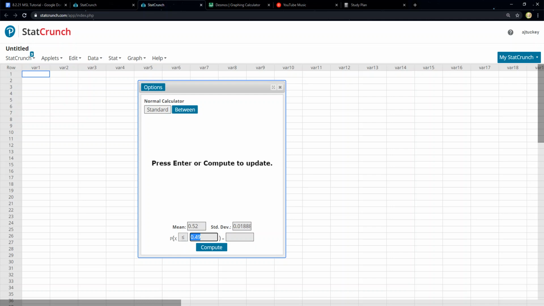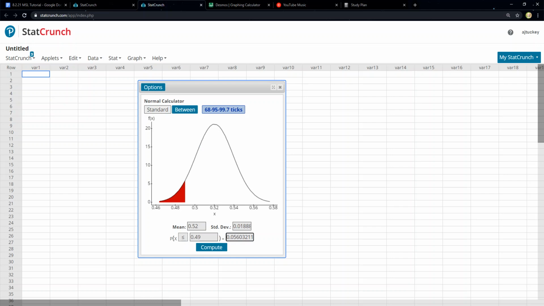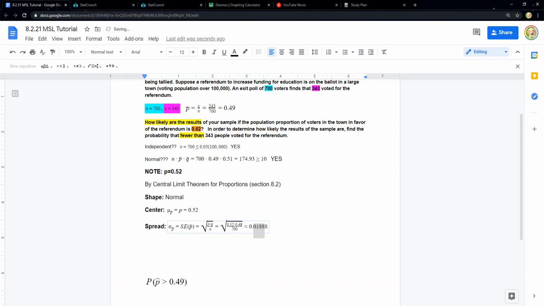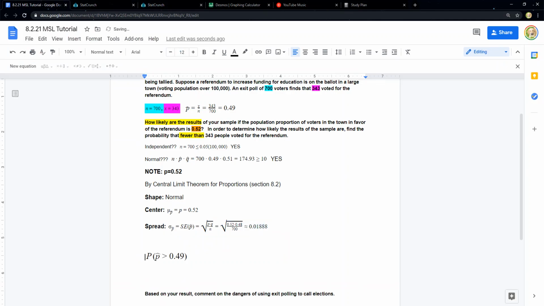So I've got it less than, because they said to do fewer than, 0.49. And there we have our probability right there, 0.0560, if you will. So the probability, and then I'll make a little note. So note, use stat, and then calculators, and normal in StatCrunch.